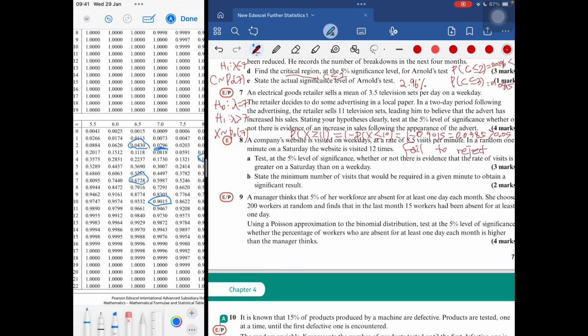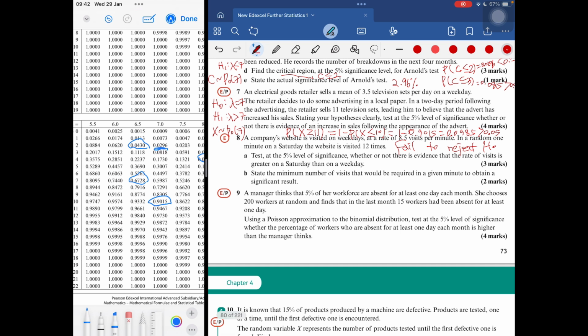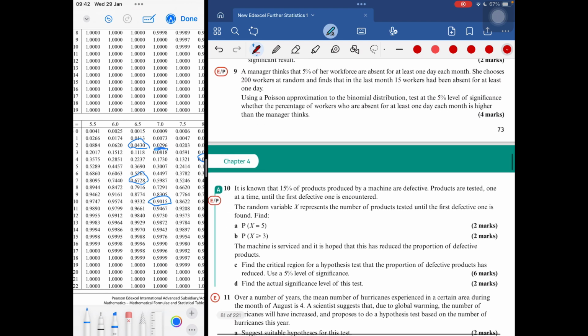Usually I express it like that because I always focus on the alternative hypothesis. So I fail to reject H0, but you can say accept H0. So there is no sufficient evidence to claim that there is an increase in sales following the appearance of the adverts. That's the one.